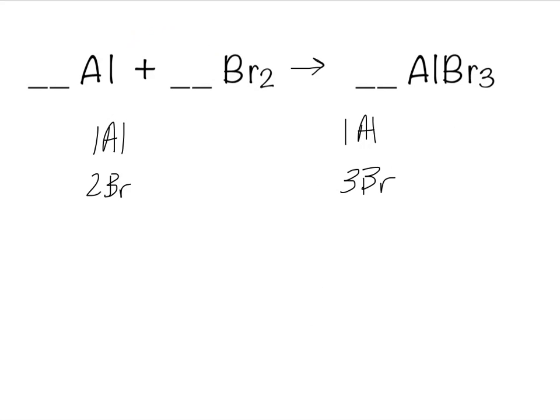So I look at a common factor between 2 and 3, it's 6. So if I place a 2 here, there are 6 bromines now. If I place a 3 here, this will make 6 bromines. Then I have to balance the aluminum. This was 2, this one becomes 2, and we have a balanced reaction.